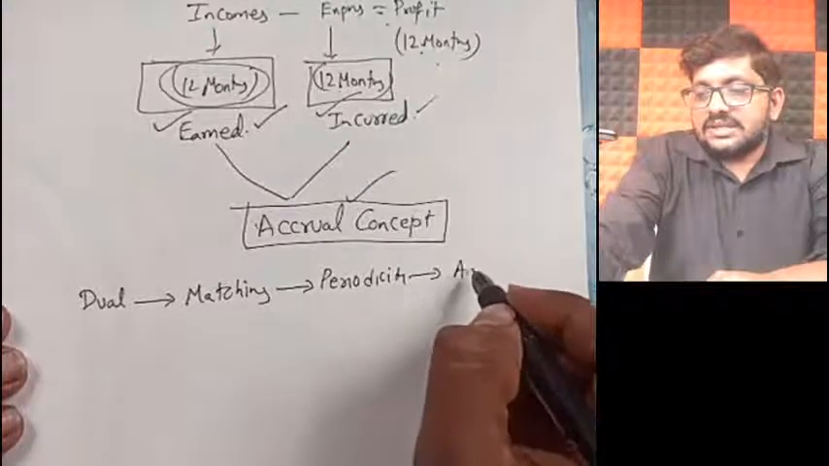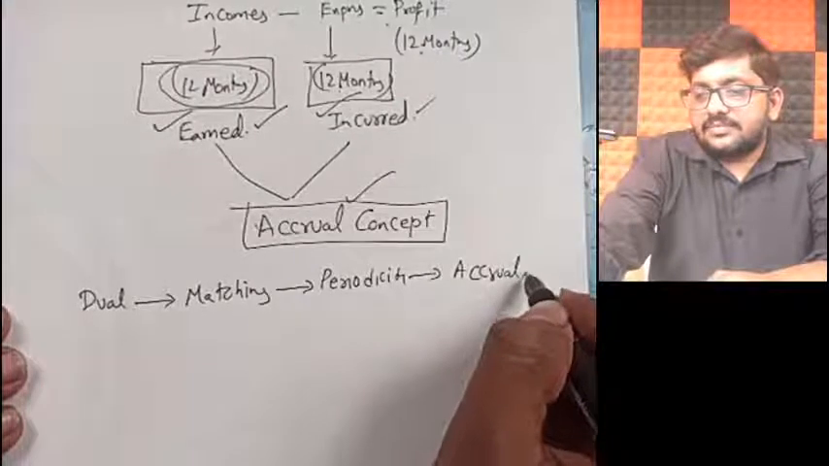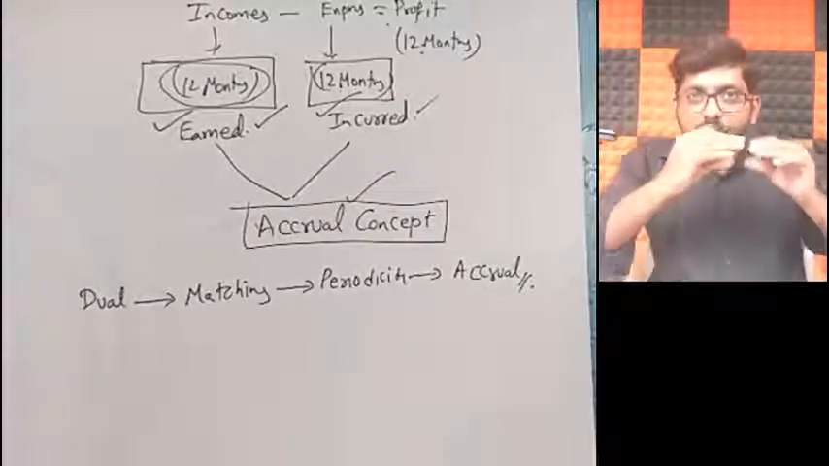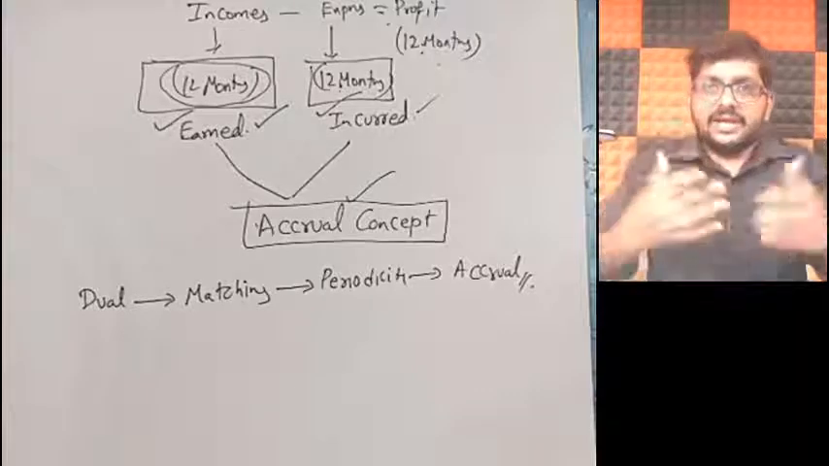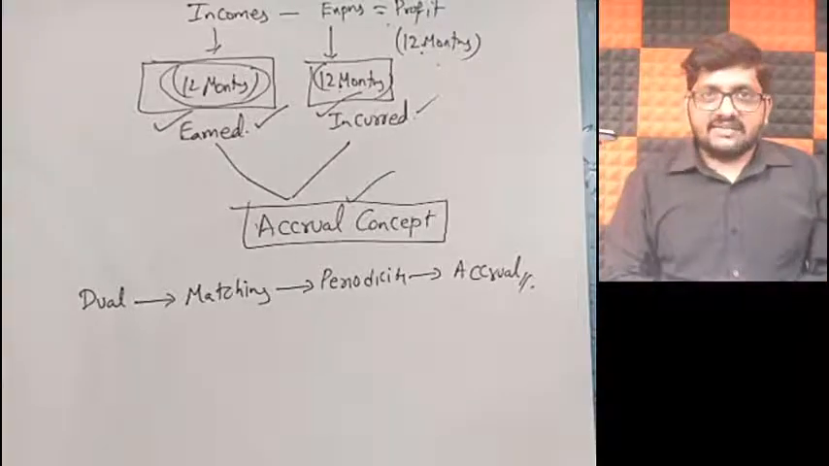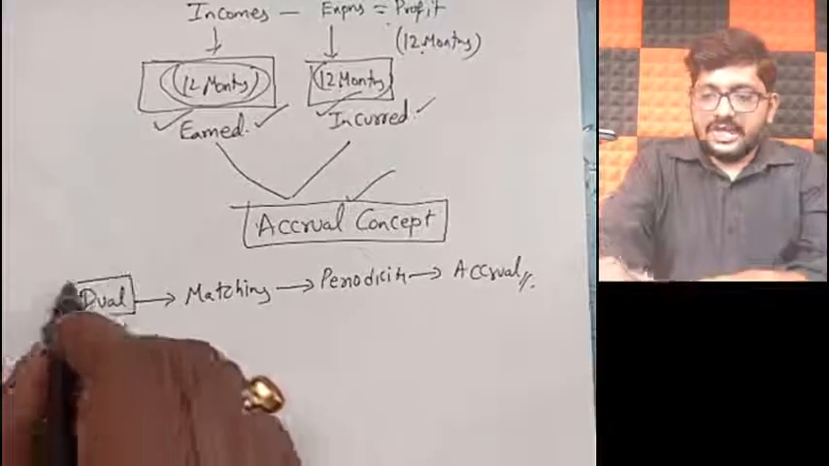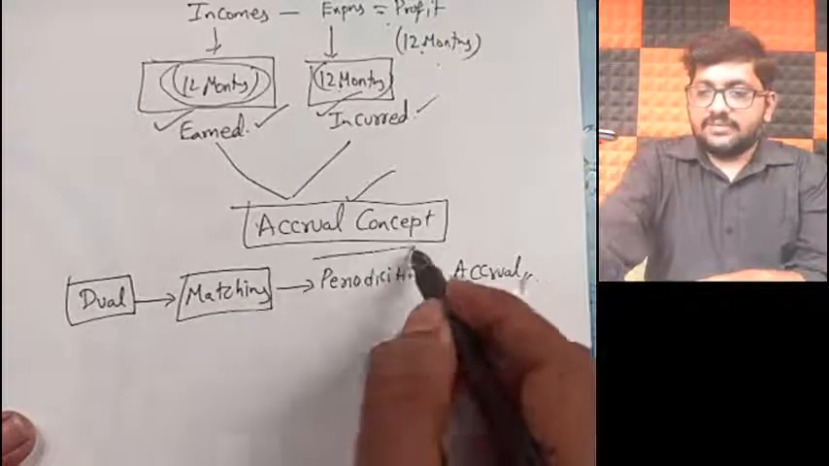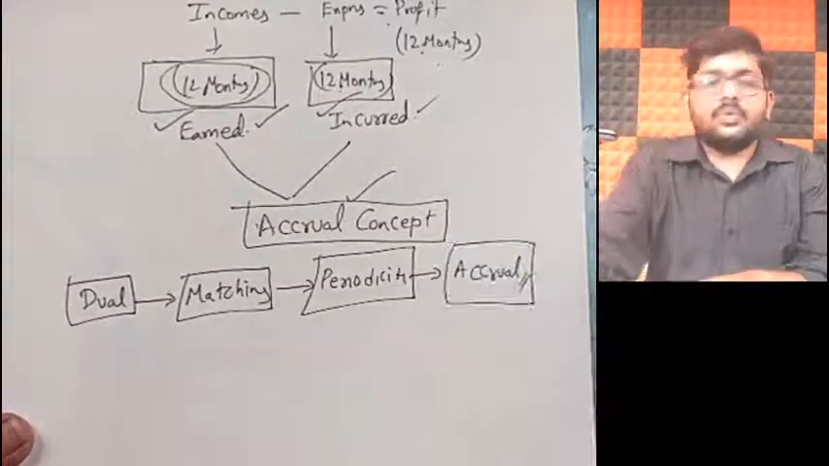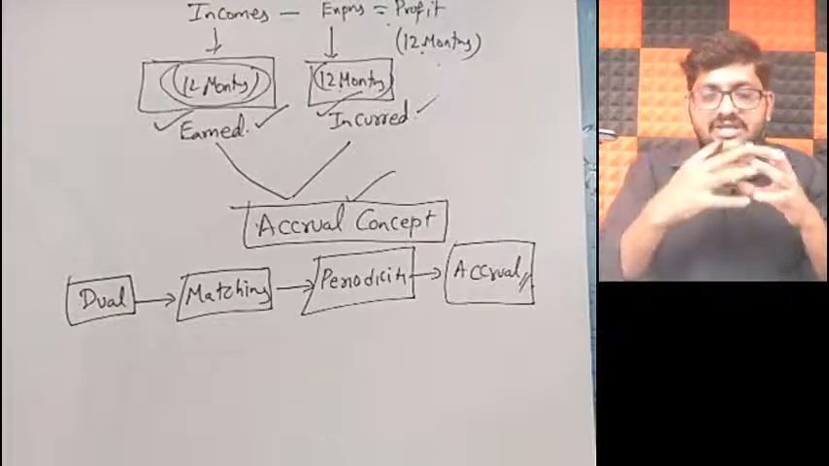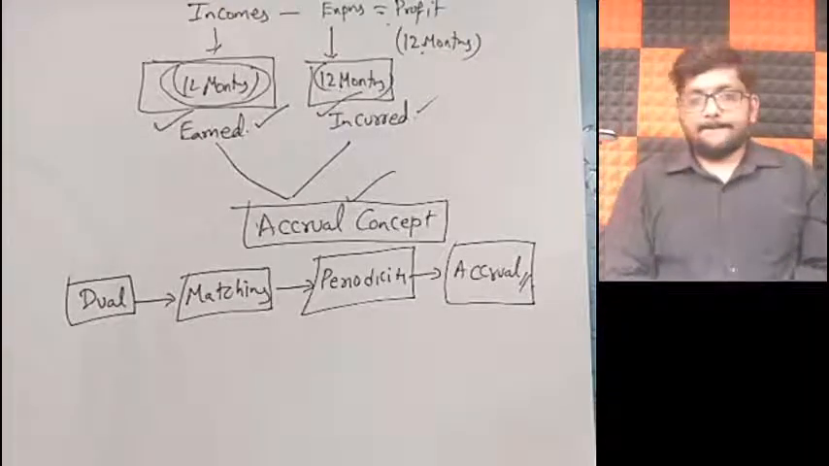From periodicity, accrual concept has come. That is how each concept is linked and built. Understanding, friends? That is how the first dual has been built, from matching, from periodicity, from accrual. That is how concepts are built one by one.